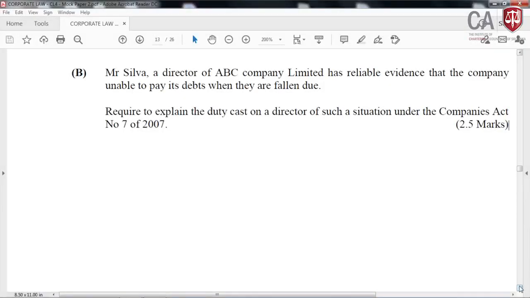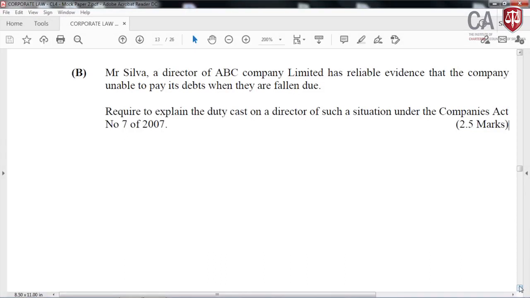Now the question is where Mr. Silva, a director of ABC Company Private Limited, has reliable evidence that the company is unable to pay its debts when they have fallen due. What you are required to do is to analyze the duty cast on a director at such a moment. Now some students might make a mistake as to this question, how it is being posed.